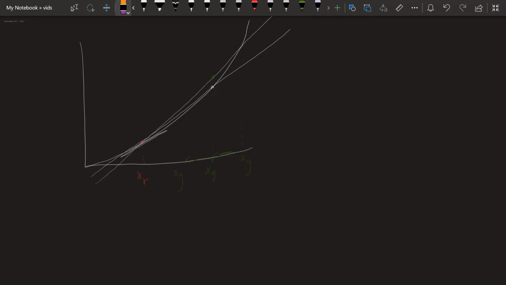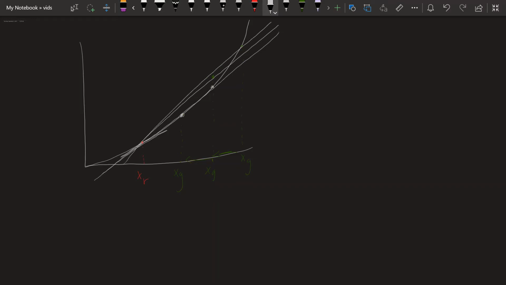Let me just erase these lines so you guys can see what's happening. This is the tangent. I left the tangent for you. And this point is getting closer and closer to the red point. So that was our third line at this point. And this was our first line, right? And this was our second line.